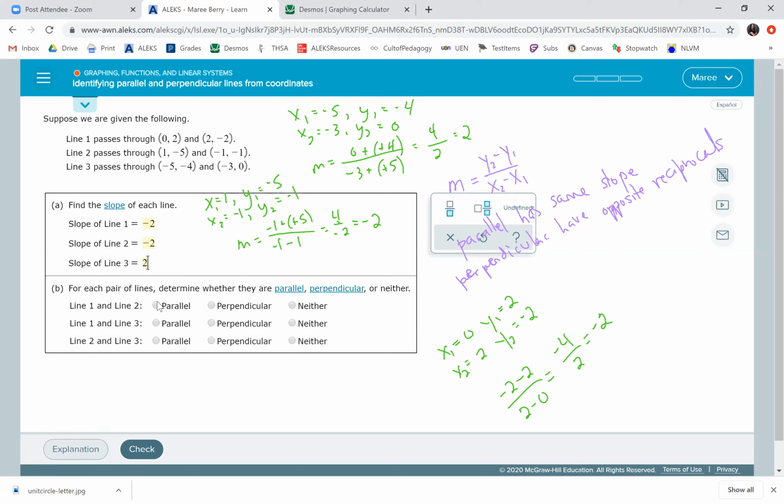So 1 and 2 are parallel. They have the exact same slope. 1 and 3 is neither. In order to be perpendicular, it has to be the opposite reciprocal. So if we wanted 3 to be perpendicular to 1, this would be a positive 1/2, but it's not. And 2 and 3 is neither.